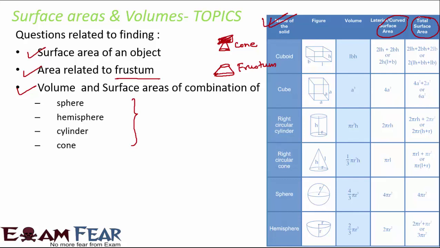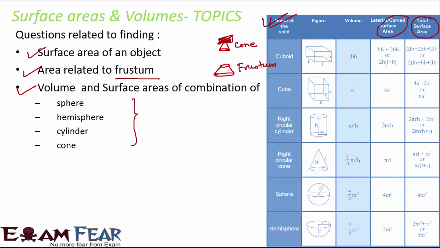For example, if we talk about the cylinder, when we say curved surface area, it only talks about this curved part. It doesn't talk about the circle that you have on the top or the circle at the bottom. But when we talk about total surface area, it talks about the curved surface area plus the surface area of the top as well as the bottom.